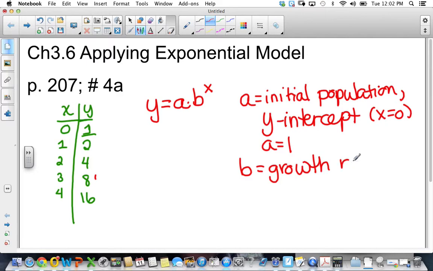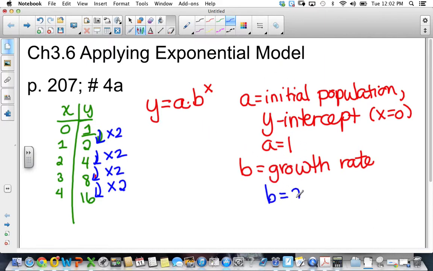At what rate do the y values change? By what factor? So if you go from 1 to 2, don't think that you're adding 2. Because it's exponential, you're actually multiplying by 2. And from 2 to 4, again, you're multiplying by 2. 4 to 8, multiplying by 2. 8 to 16, multiplying by 2. So the growth rate is 2. The number of people that know the rumor is increasing by a factor of 2.